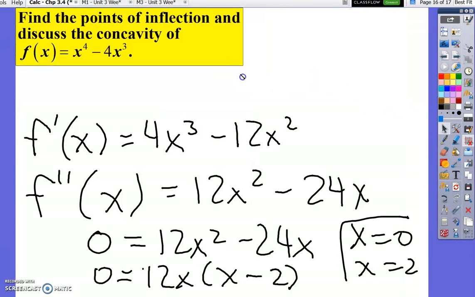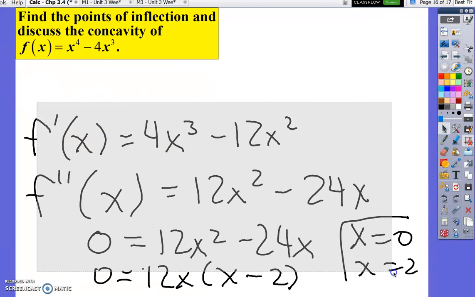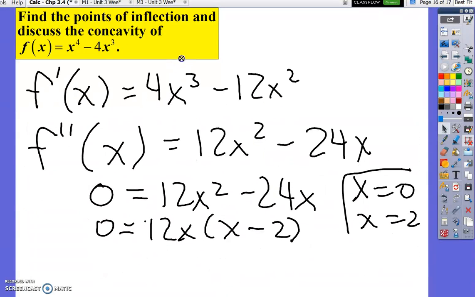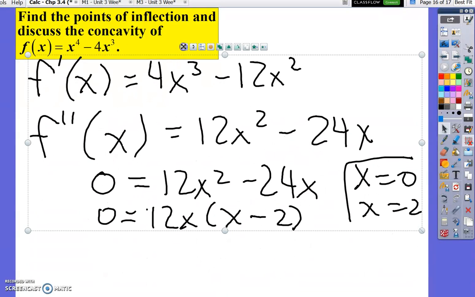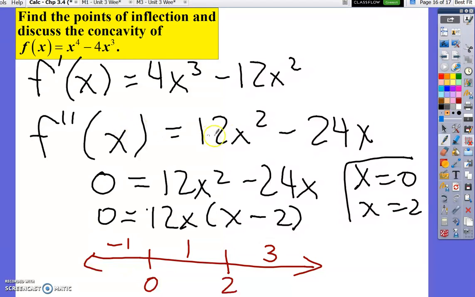So we're going to continue. We're going to do very much as we were doing with critical values, but for our possible points of inflection. We're going to create a number line test. We've got our possible points of inflection at 0 and 2. We're going to check numbers: 1, 3, and negative 1, and see what the signs are. We're checking in the second derivative.